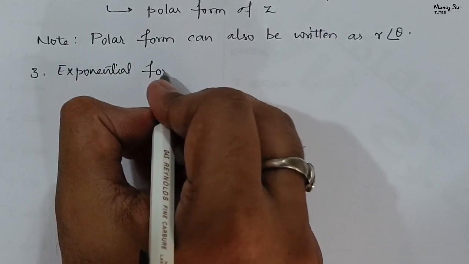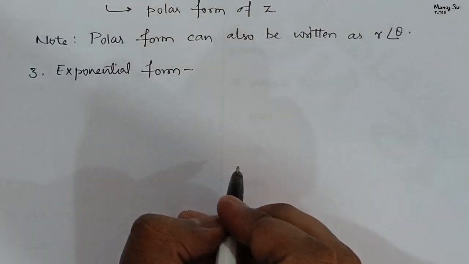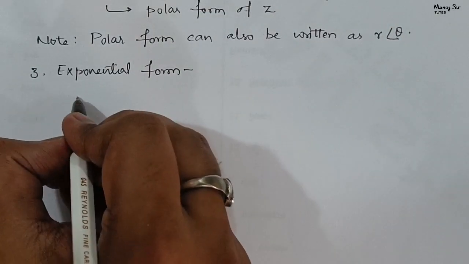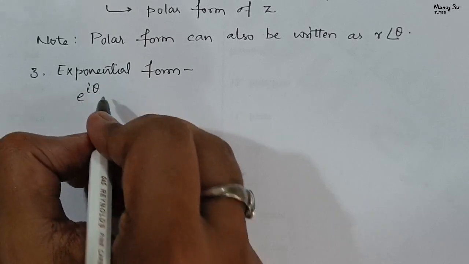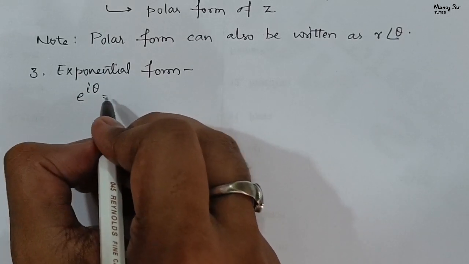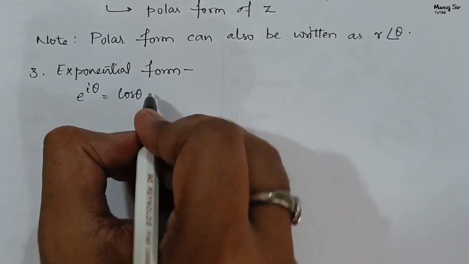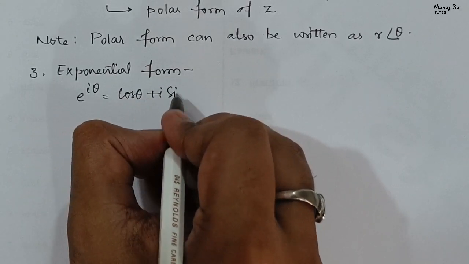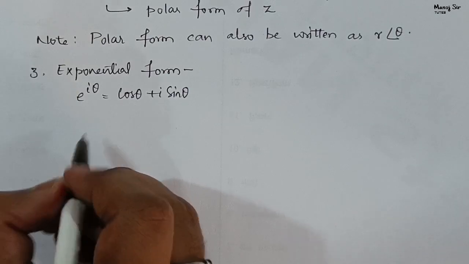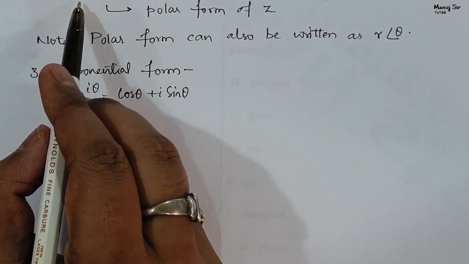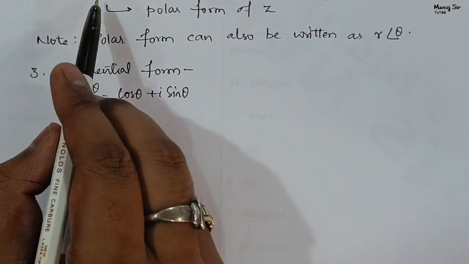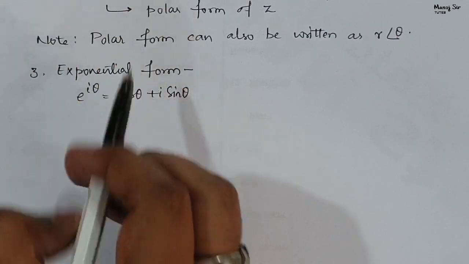Exponential form, fine. Here e to the power I theta is equal to cos theta plus I sine theta. Now in the polar form of z, we have z equals r times cos theta plus I sine theta.